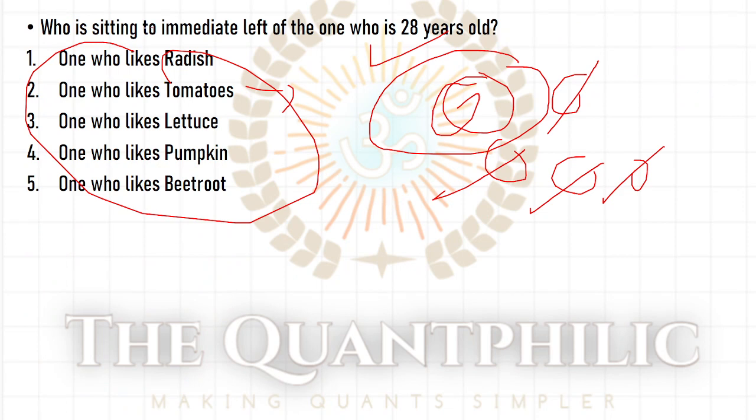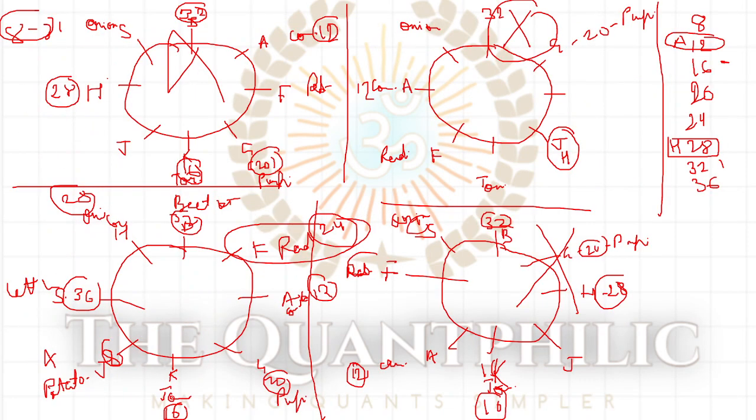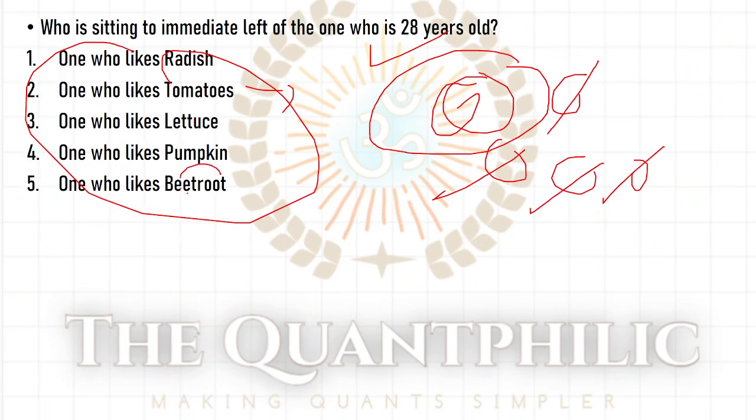Last question, who is sitting to the immediate left of one who is 28 years old? 28 years old, here beetroot, immediate left was asked so it will be the beetroot one, the one who likes beetroot is the answer.